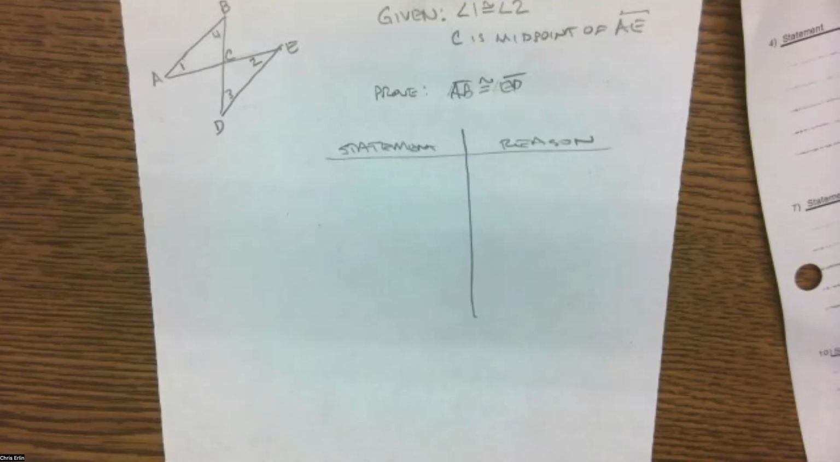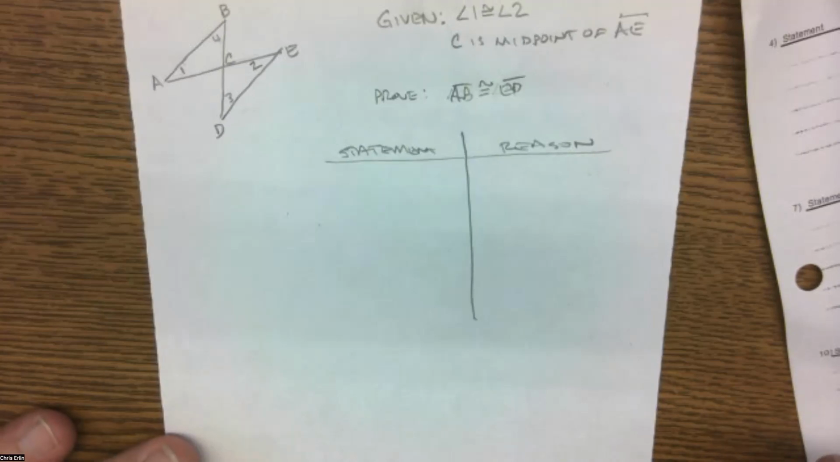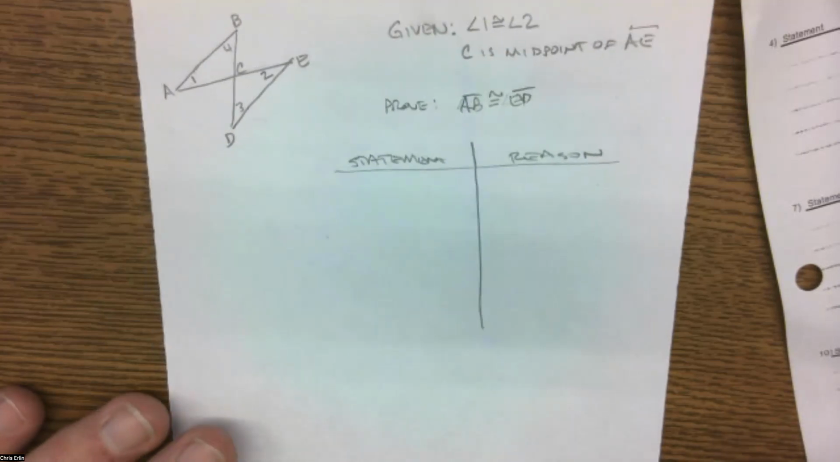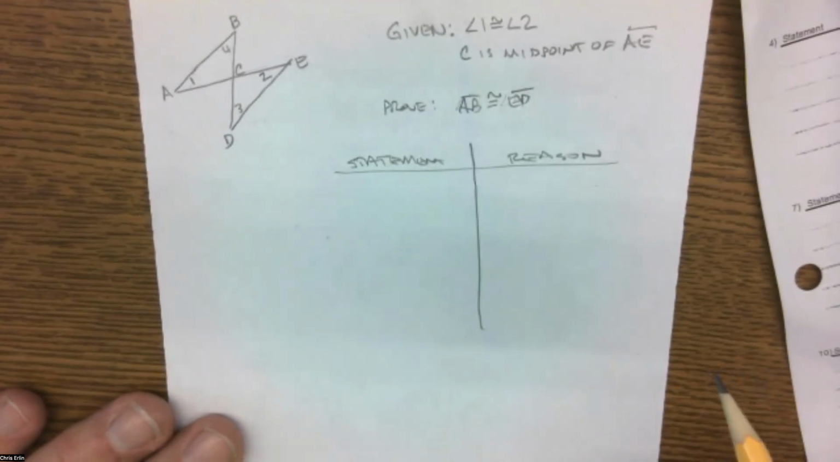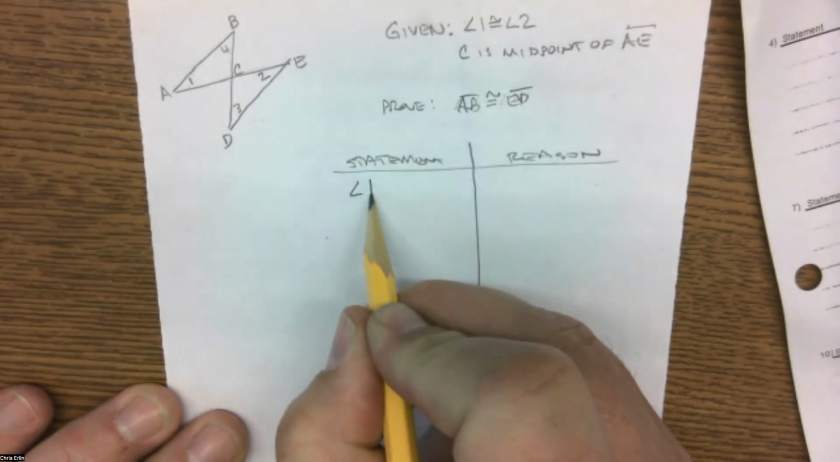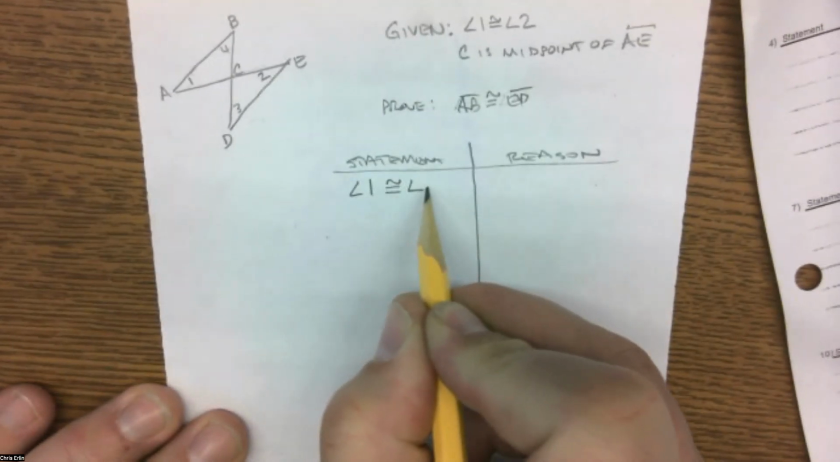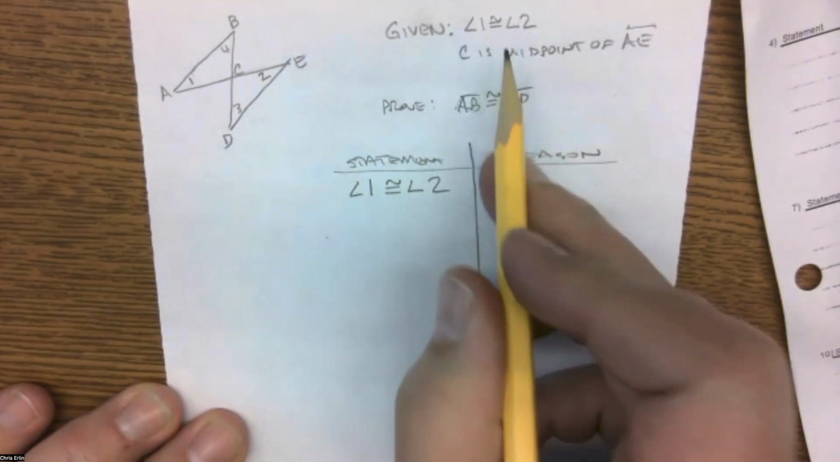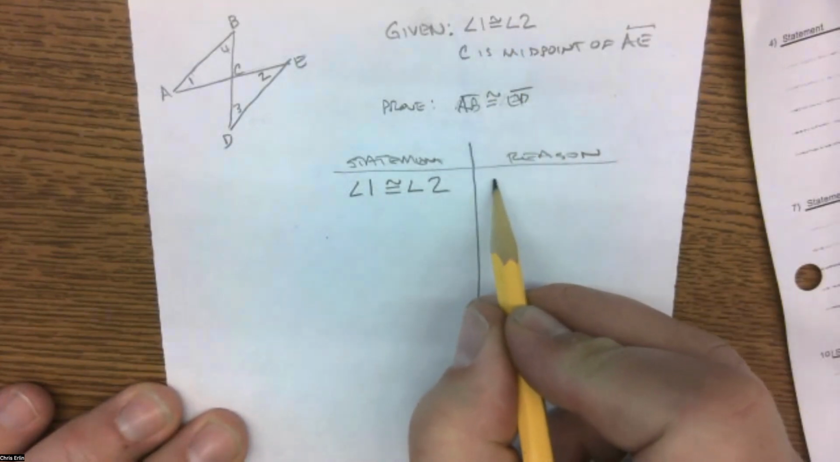Okay. So for today's activity, I'd like to have the class participate, but each person only gets one contribution. So nobody's going to own the show here today. How should I start? Larry? Angle 1 is congruent to angle 2, which you took from the given. And so what's our reason here? Given.